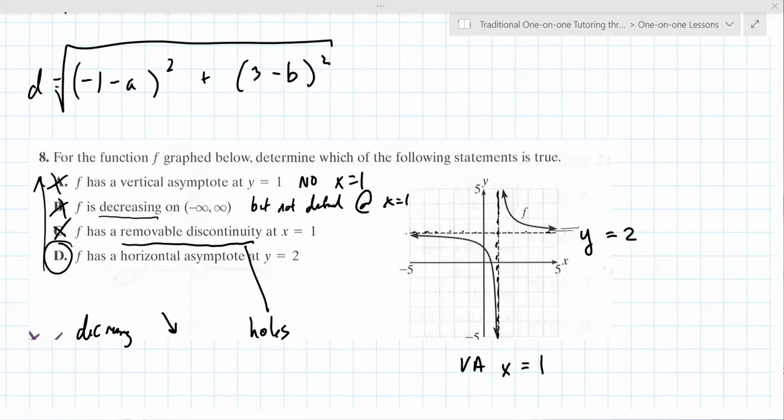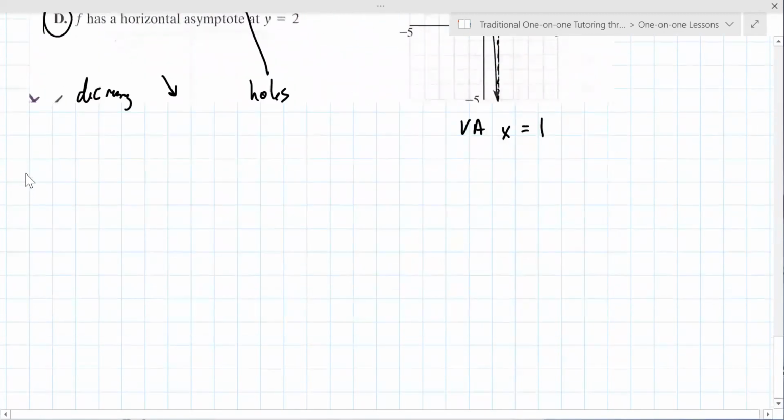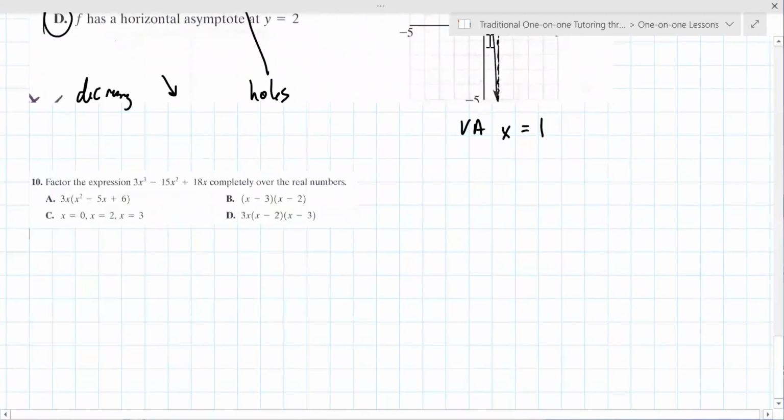Number 10. This one, can you try on your own, please? Because I think you might be able to do this on your own. It's just factoring, and just take a minute here. I'll check back with you in 30 seconds.